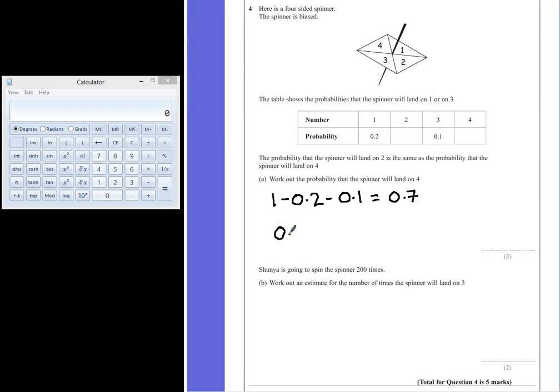So if we divide 0.7 by 2, we find out that the probability for 4 is going to be 0.35. It's the same for the probability for the number 2.